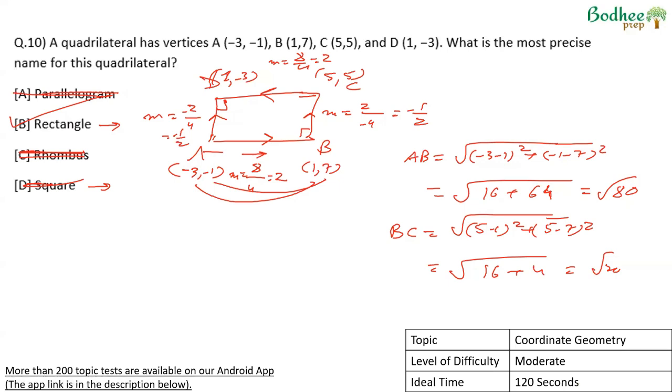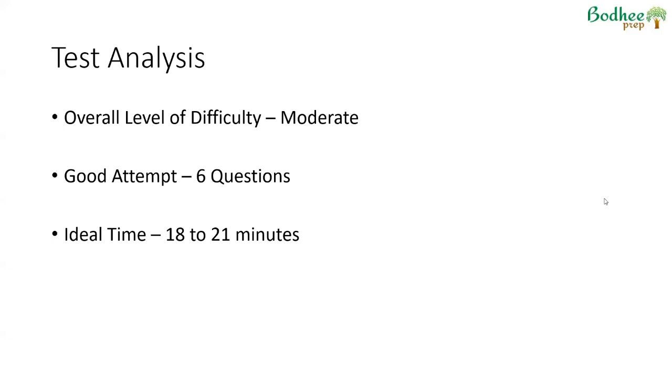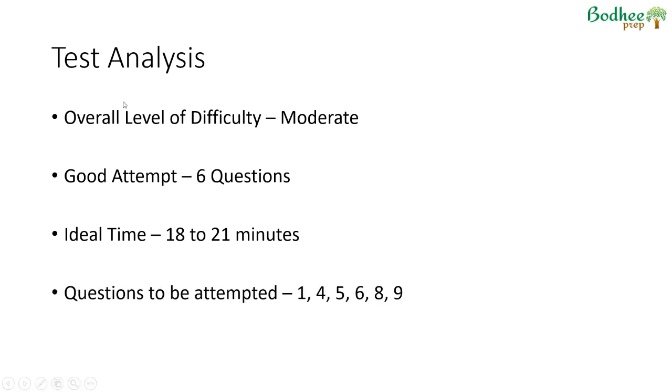If you look at the overall test, therefore, it is overall a moderate sort of a paper, with a net 6 questions required in 20 minutes. So basically we'll be trying to eliminate the difficult questions, just trying to do the easy ones. For me, my 6 questions will be 1, 4, 5, 6, 8, 9. Which are these?